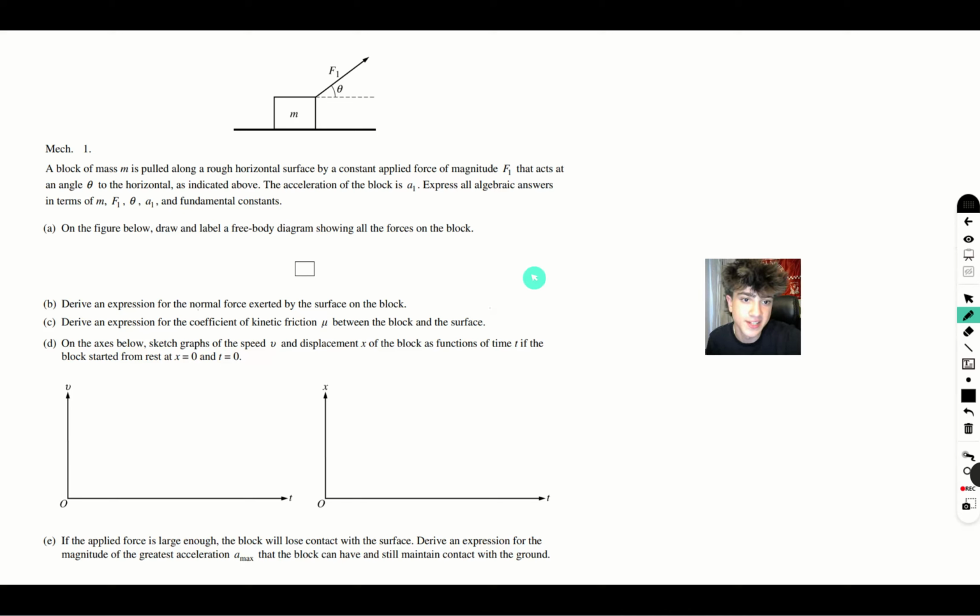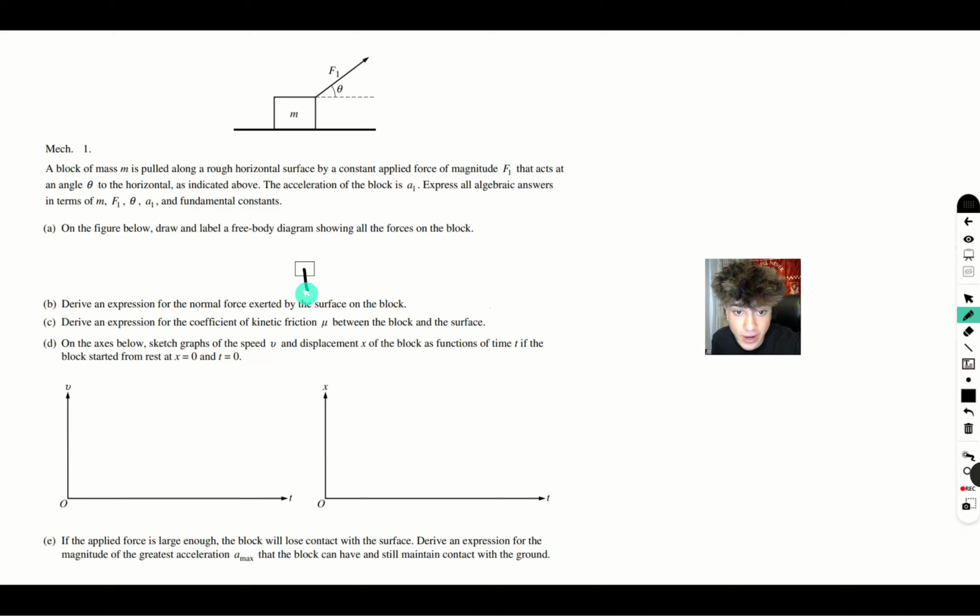A block of mass M is pulled along a rough horizontal surface by a constant applied force of magnitude F1 that acts at an angle theta to the horizontal as indicated above. The acceleration of the block is a1. Express all algebraic answers in terms of m, F1, theta, a1, and fundamental constants. On the figure below, draw and label a free body diagram showing all the forces on the block.